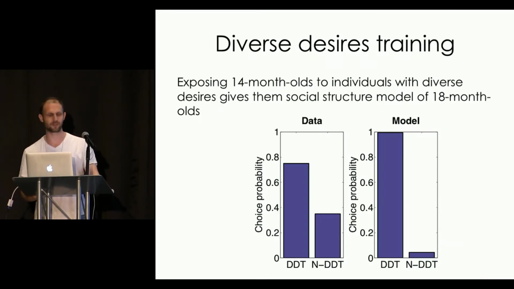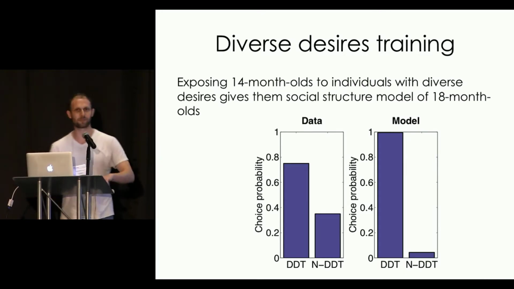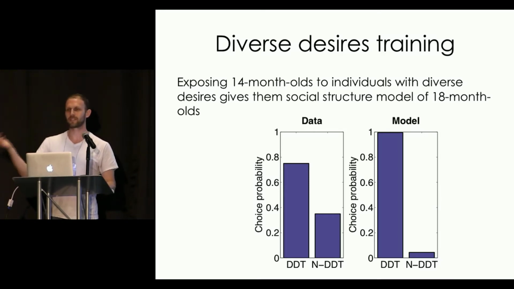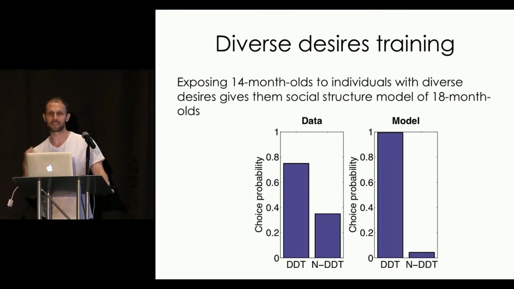So they created what they call diverse desire training, which is basically showing them a bunch of different experimenters who like different things. And it turned out that this diverse desire training was sufficient to basically reverse the results that I just showed you, such that 14-month-olds act like 18-month-olds. They recognize that the experimenter could have different preferences from themselves.